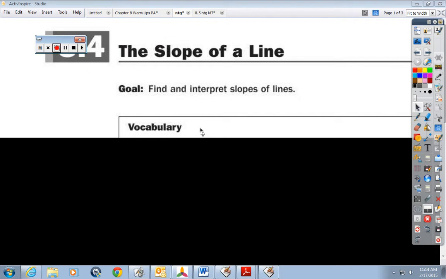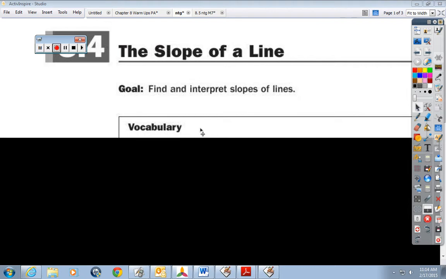Talking about the slope of the line. Does anybody have an idea what the word slope means? Like Monica, what does it mean? It's when there's a slope, it's going up in a diagonal. Okay, yes. It's kind of like a slide. Or think ski slopes.